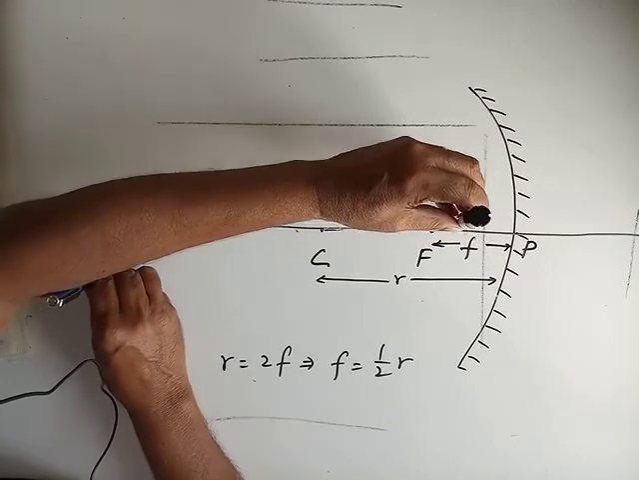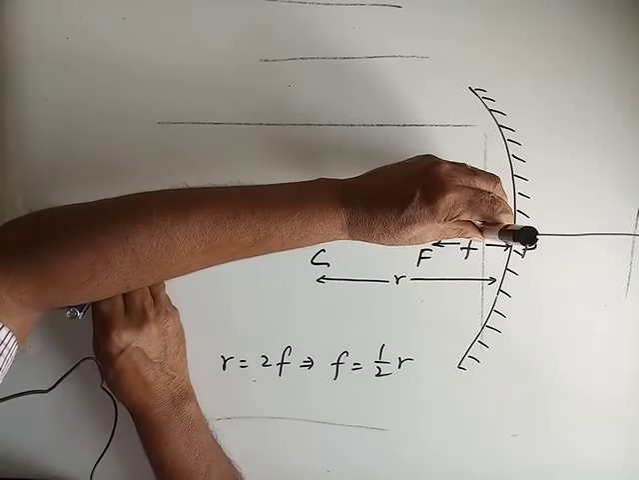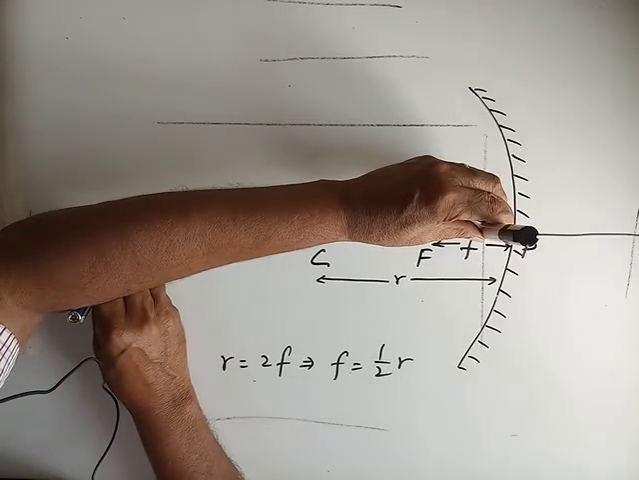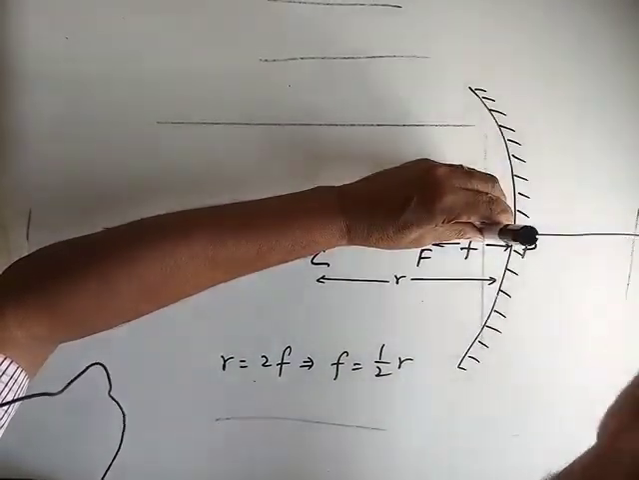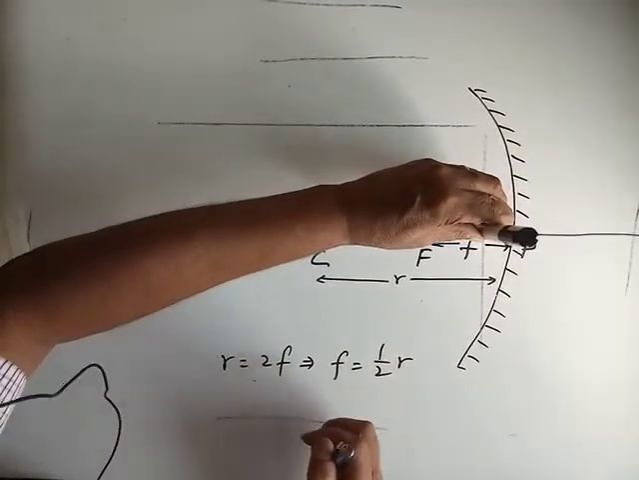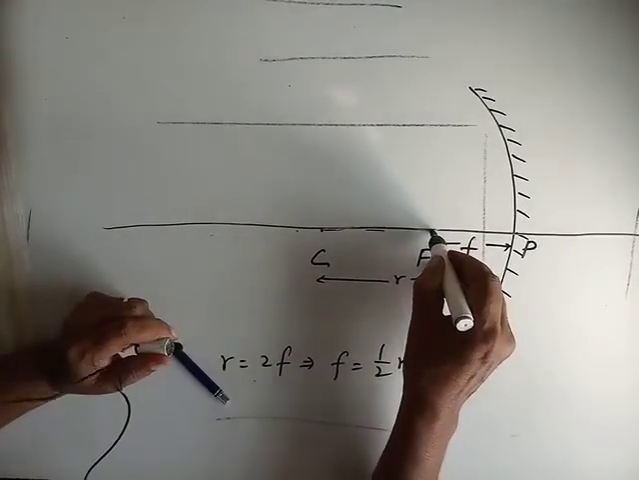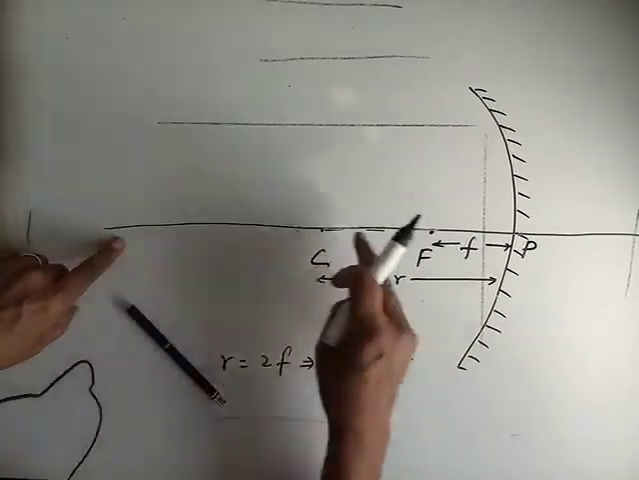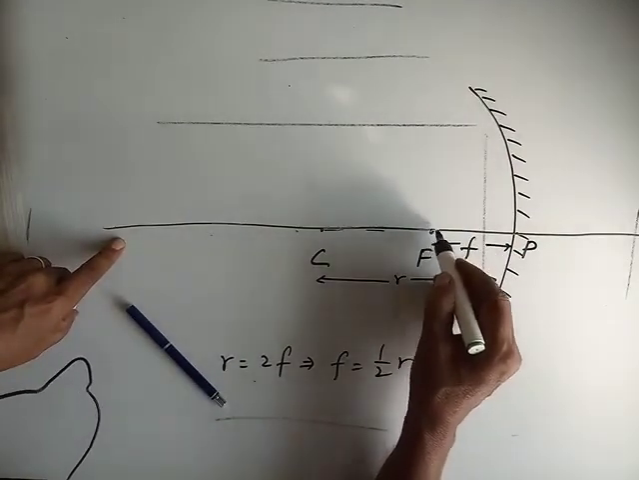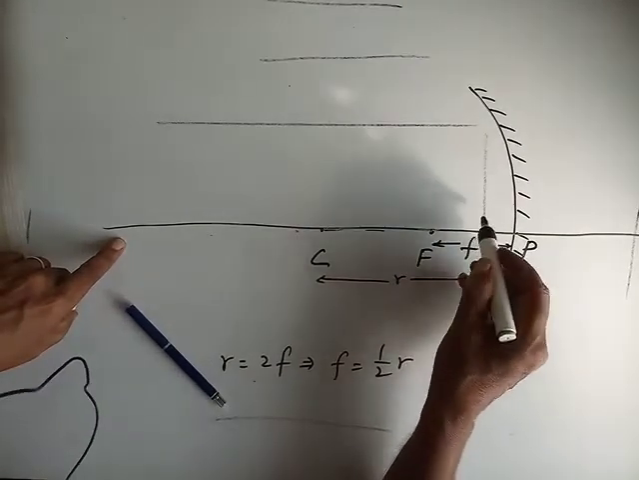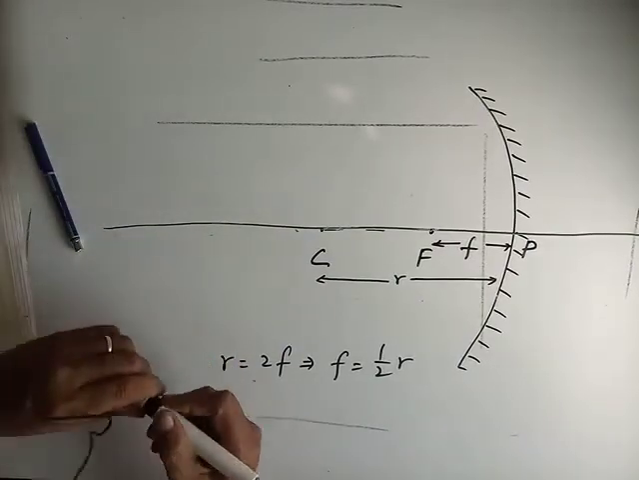When the object is between the pole and the focus, that is a special case in which the image is virtual, and it will form behind the mirror. That I will explain later on. If you keep the object from the focus till here, the image will be in front of the mirror. But if you keep the object between F and P, focus and the pole, the image will be found behind the mirror, and that is a virtual one. Let me explain. Let me draw the images.